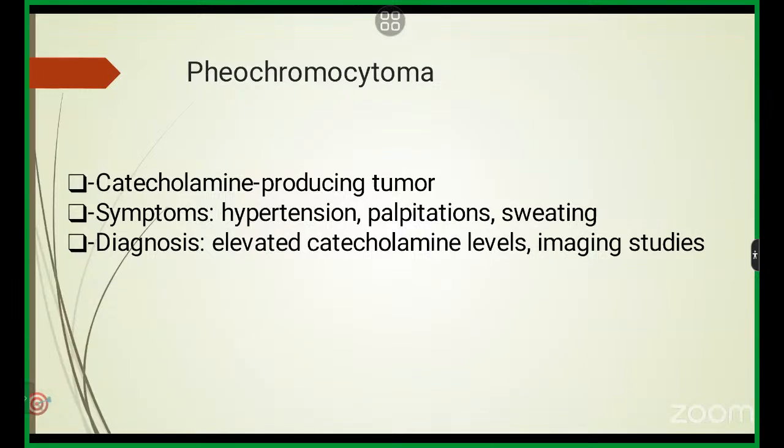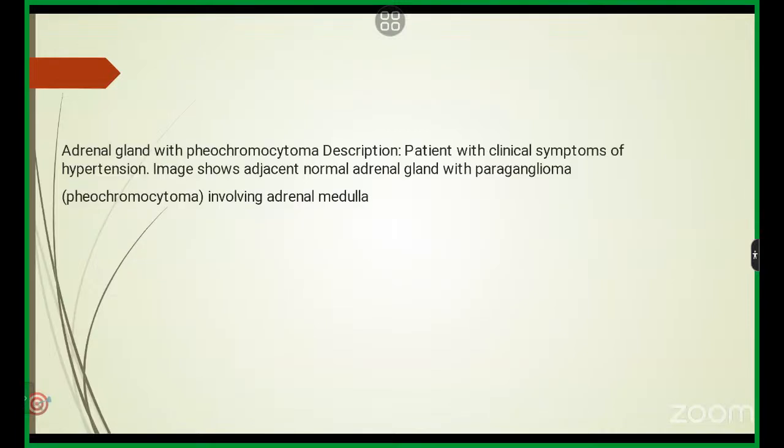Pheochromocytomas are tumors that produce catecholamines. The symptoms include hypertension, palpitation, and sweating. Diagnosis is done by identifying elevated catecholamine levels and also imaging studies of the adrenal gland. Adrenal gland with pheochromocytoma description: the patient with clinical symptoms of hypertension, the image shows adjacent normal adrenal gland with paraganglioma. Pheochromocytoma involving the adrenal medulla.